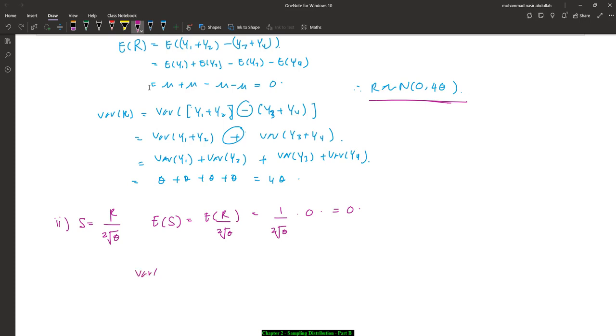So variance of S is equal to variance of R over 2 square root of theta. So it should be 1 over 4 theta, right, multiplied with variance of R, which is 4 theta, equal to 1. So we can say that S is having a standard normal distribution. Okay.